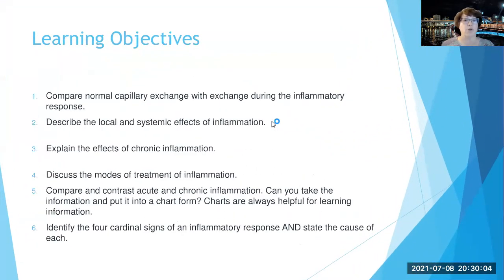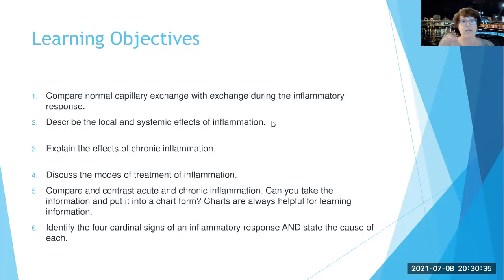So the learning objectives for this first part of chapter 5, talking about inflammation and healing, are having to do with inflammation. So I want you to be able to compare normal capillary exchange with exchange during the inflammatory response. And yes, it's different. Describe the local and systemic effects of inflammation. Explain the effects of chronic inflammation. Discuss the modes of treatment of inflammation. And probably a lot of us know these already.